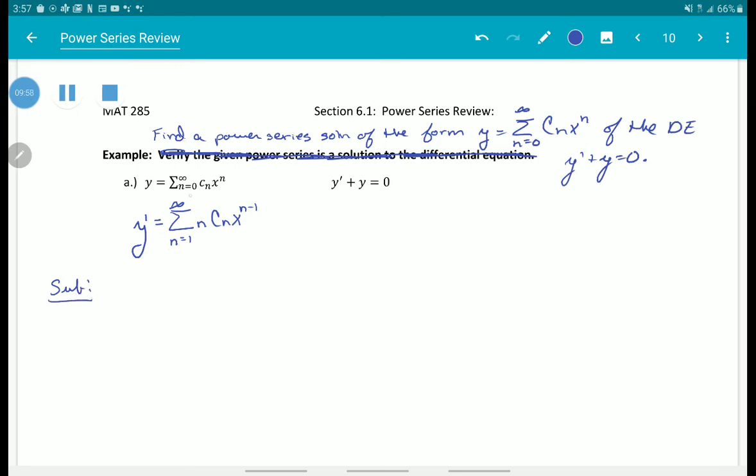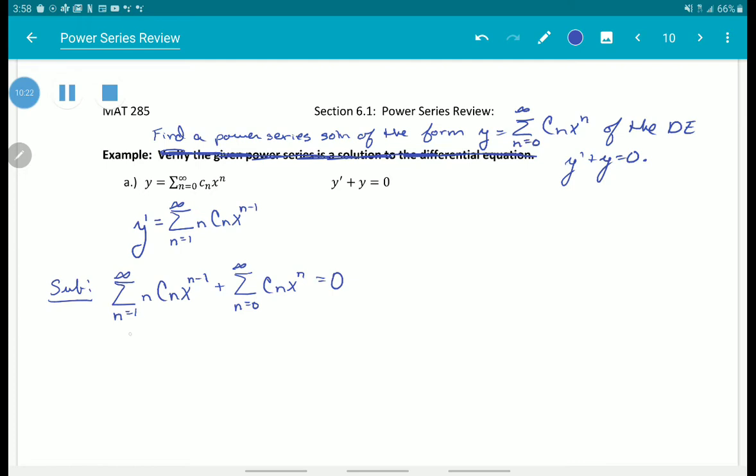If we were to sub this and then our y into that differential equation, here's what we have. So there's our y prime. Here's our y. We want that to be equal to 0.